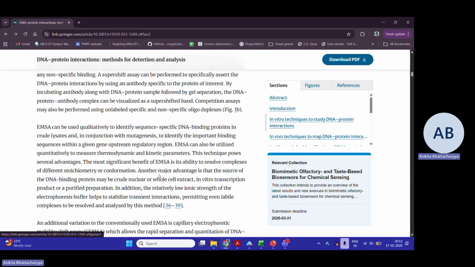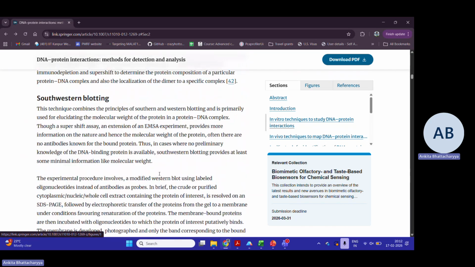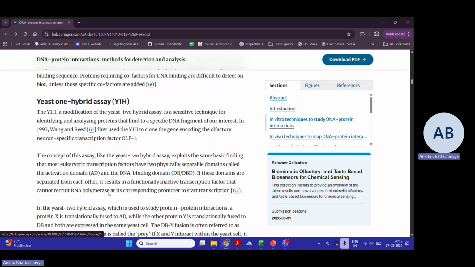This is EMSA, like I talked about. This is southwestern blotting, which involves a modified Western blot using labeled oligos instead of antibodies, which you normally use during immunoblotting, because your objective is to detect DNA and you cannot detect DNA using any antibody for that matter. So that is the method.